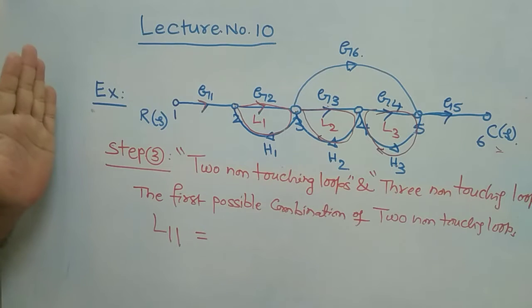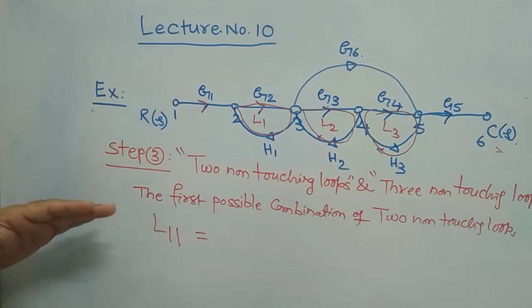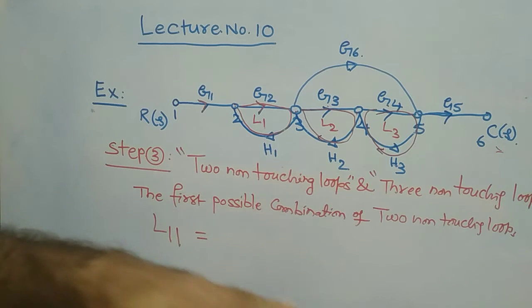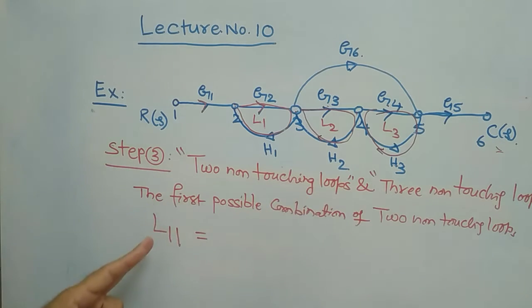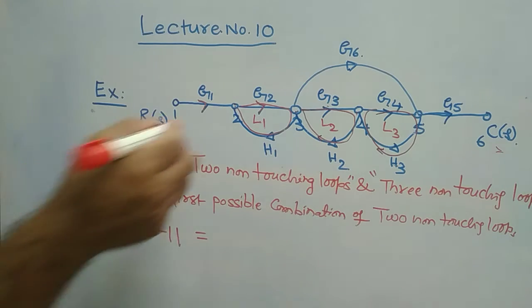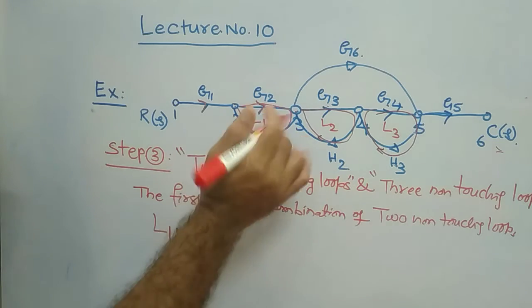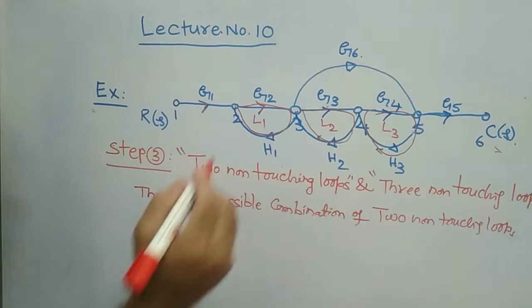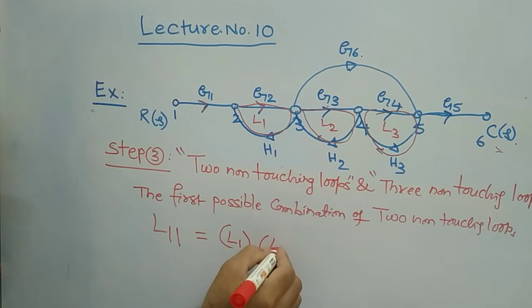Forward paths are identified as P1, P2, P3, P4, P5, P6, and so on, as per step number 1. As per step number 2, the individual loops are identified by the letters L1, L2, L3, L4, L5 and so on. And coming to step number 3, 2 non-touching loops and 3 non-touching loops are identified as L11, L12, L13 and so on. Therefore, the first possible combination of 2 non-touching loops is L1 and L3, so you can write L1 into L3, very simple.